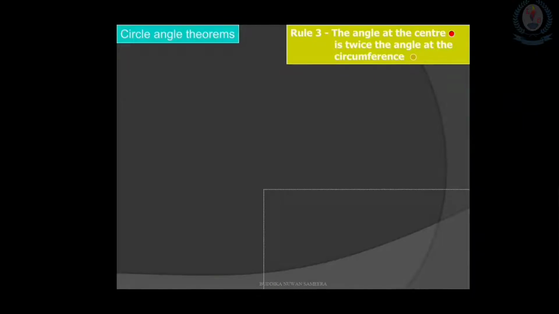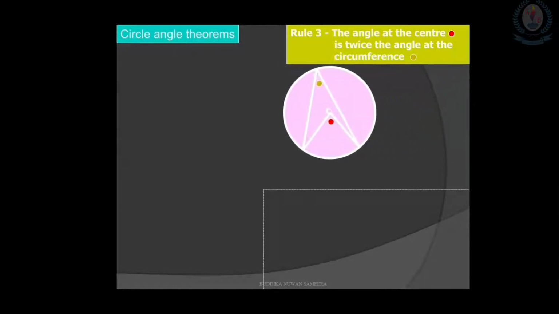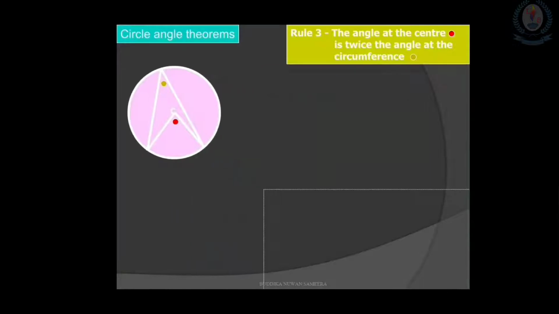Theorem number 3: the angle at the center is twice the angle at the circumference of the circle. As an example, you can see this diagram. I have marked the angle at the center as a red dot and the angle at the circumference as a green dot. So it's like an arrowhead. The angle at the center, the red dot, should be twice the angle at the circumference.